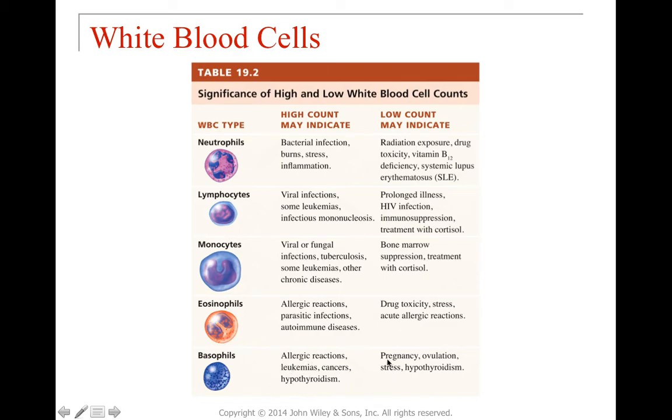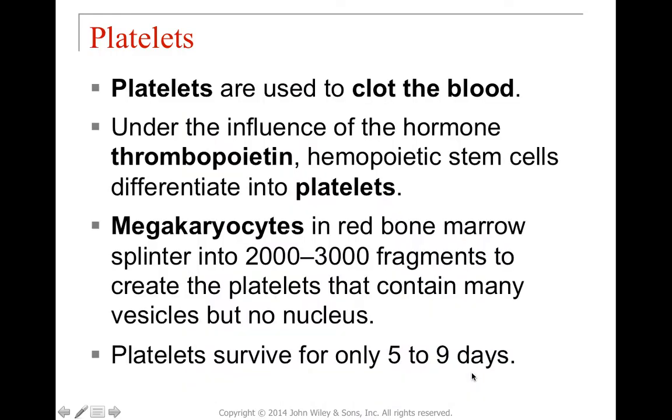A low count might be, here's the first time we see this, pregnancy, which is going to help suppress the immune system, because literally a pregnant woman is carrying non-self inside her body, and we don't want to kill off the non-self, right? We want to nurture that pregnancy. And so the immune response of a pregnant female is drastically lowered, because they want to make sure that the non-self fetus isn't attacked by the immune system. Also in response to something like ovulation, which might lead to pregnancy, or stress, or hypothyroidism.